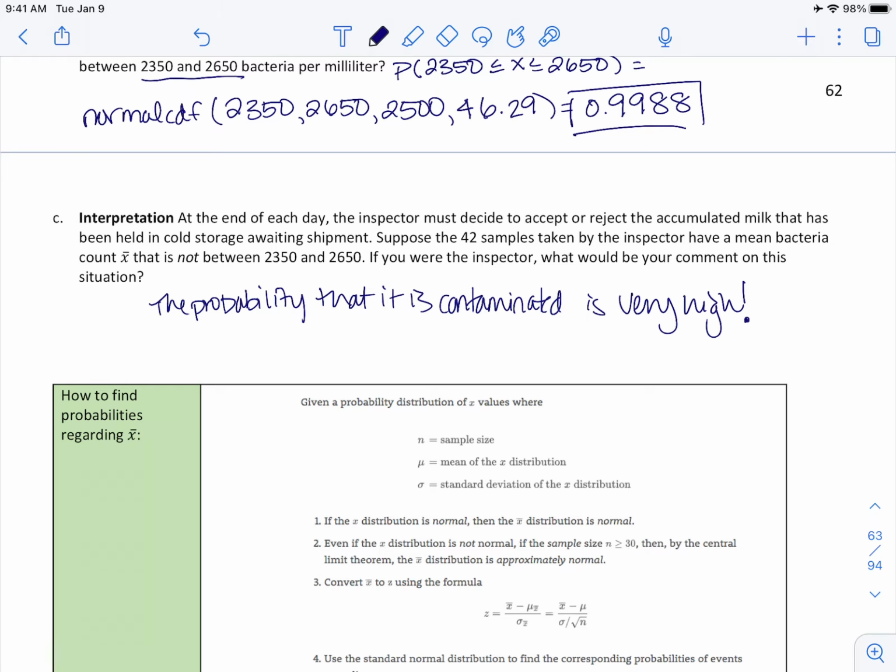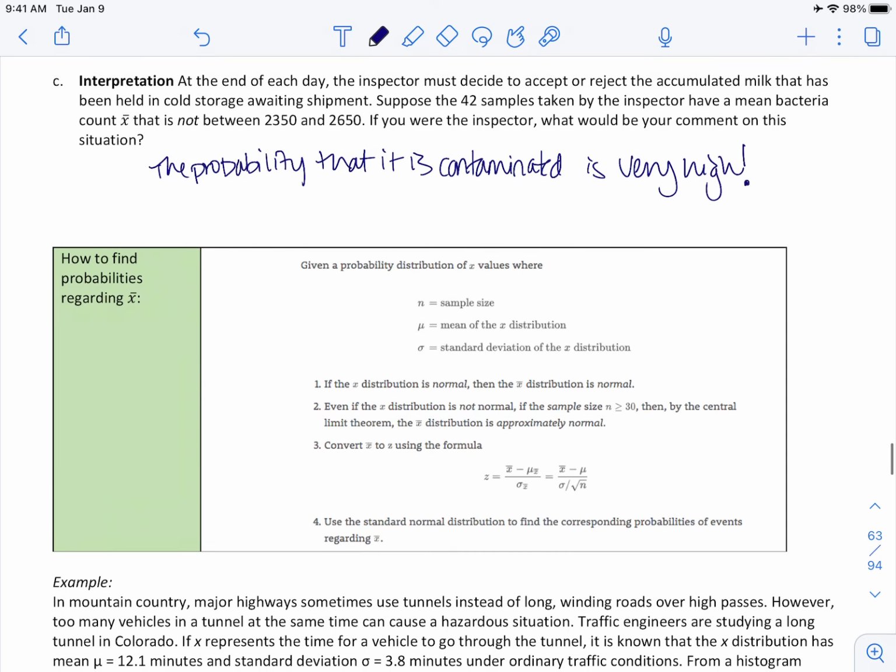All right, so how to find probabilities regarding X bar. The probability distribution of X bar values, where n is the sample size, mu is the mean, sigma is the standard deviation: if the X distribution is normal, then the X bar distribution is normal. Even if the X distribution is not normal, if the sample size is greater than or equal to 30, then by the central limit theorem, the X bar distribution is approximately normal. So we convert our X bar to Z using the formula. Once you do it this way, you use the Z-score and then the standard normal distribution.